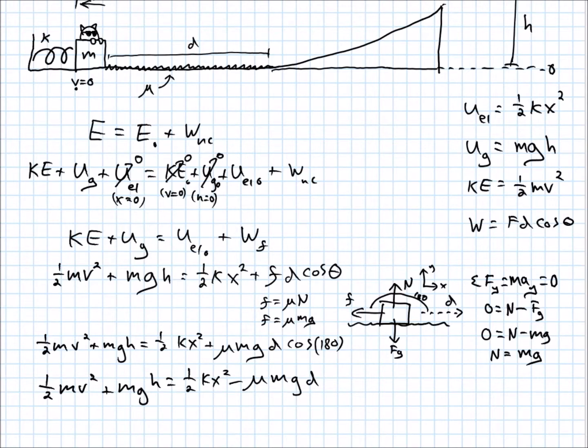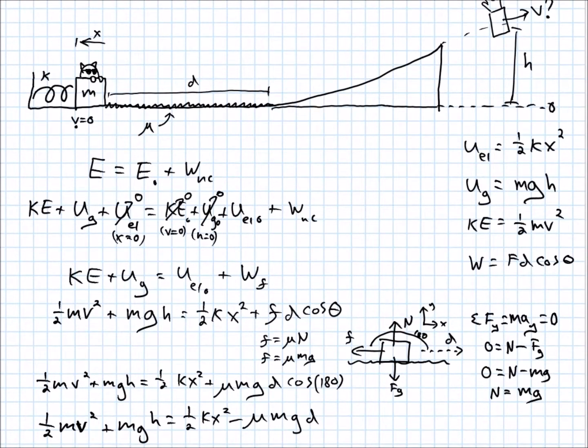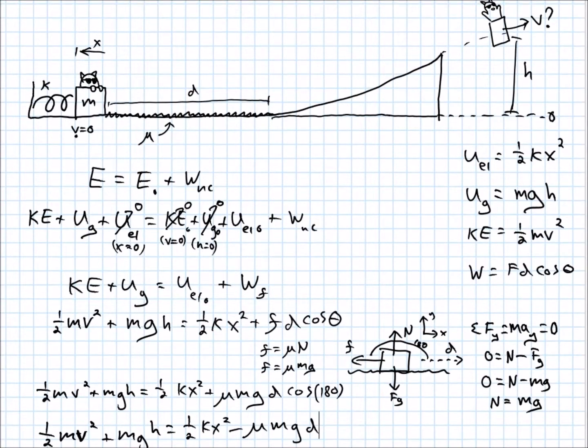Alright, and so we know everything in this equation except for the velocity v. We know the mass, we know the spring constant, we know the coefficient of friction, we know the distance it goes through the friction, we know the height that it flies up to, and so we can now solve for v, which is that velocity that he's sailing through the air at. I'll go ahead and leave that as an exercise to the viewer, as they say.